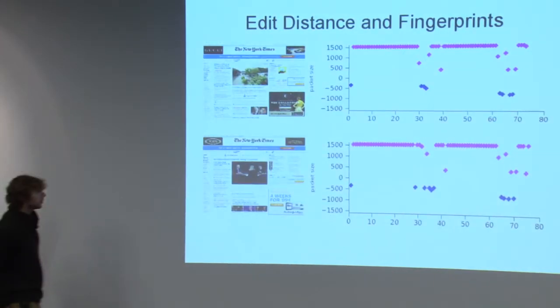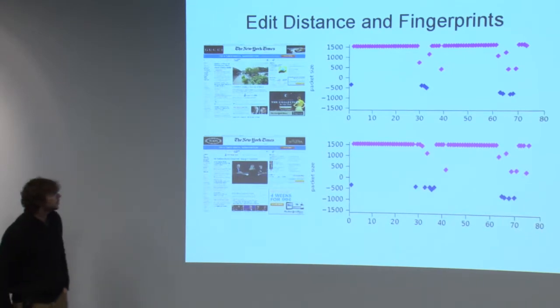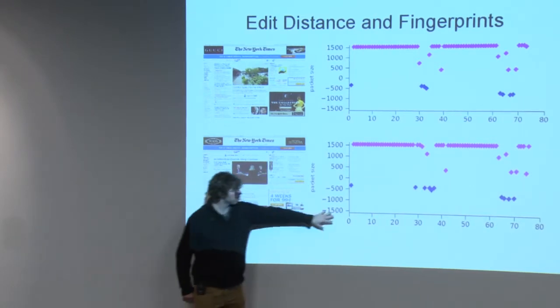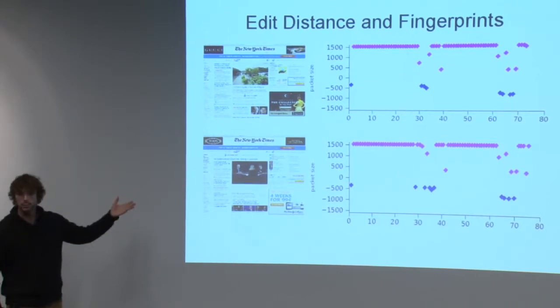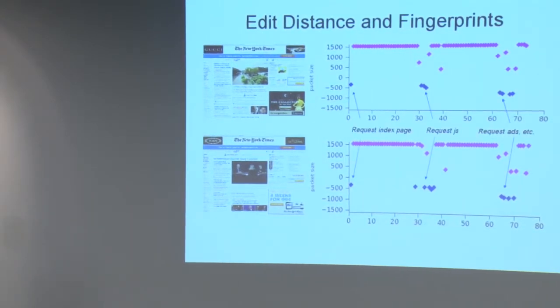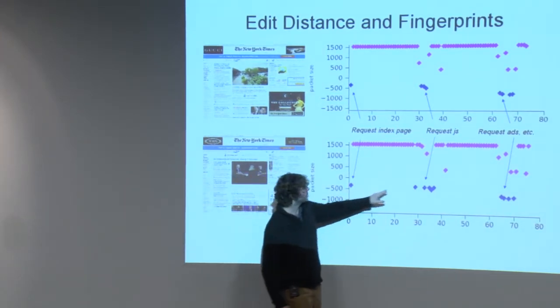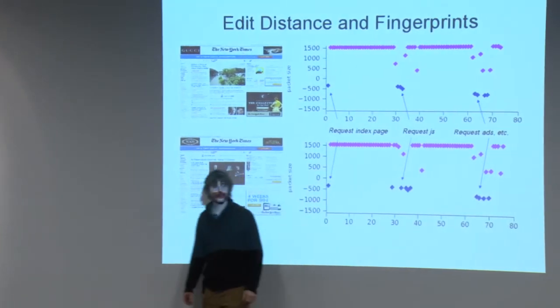And if you actually look at the trace of the packet sizes, you see a lot of similarity between these two pages. These are the actual traces for these two pages here, and you can see they just visually look pretty similar. If you investigate, you'll see that there's an initial request for the index page, then requests for some JavaScript, and then requests for ads and so on.